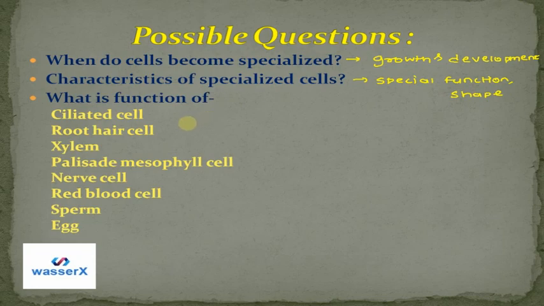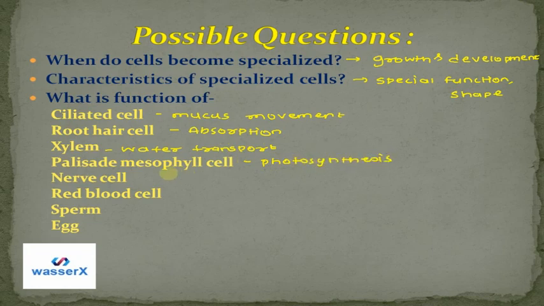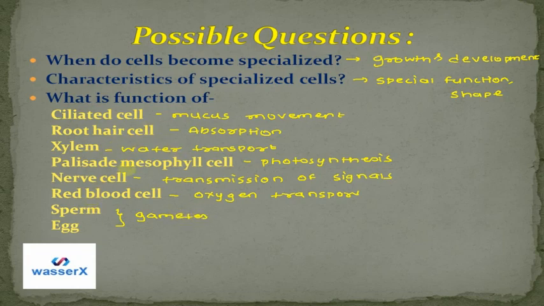Then we have to tell what is the function of ciliated cells, root hair cells, xylem, palisade mesophyll cells, nerve cells, red blood cells, sperm and egg cells. Ciliated cells help in mucus movement, root hair cells help in absorption, xylem helps in water transport, palisade mesophyll cells help in the photosynthesis process, nerve cells help in the transmission of nerve signals, red blood cells in oxygen transport, right? And sperm and egg cells are gametes, right? So these are the functions of these types of specialized cells.